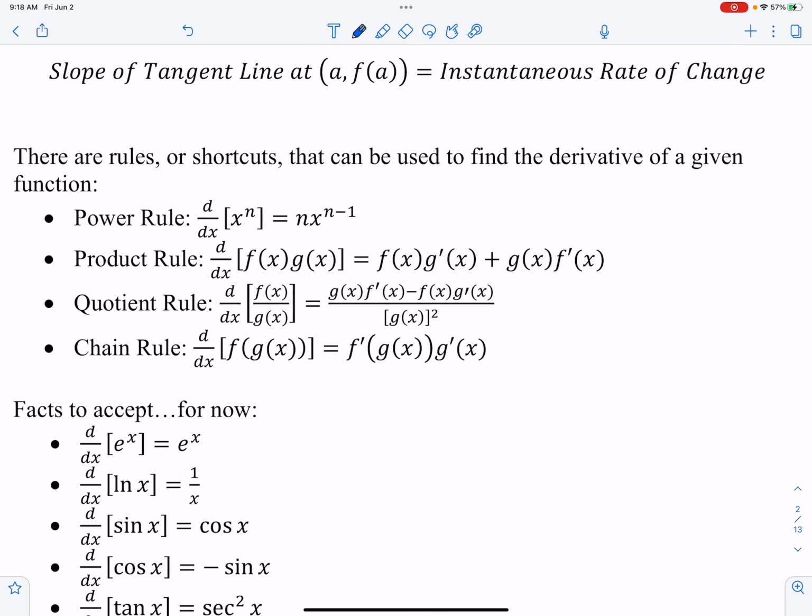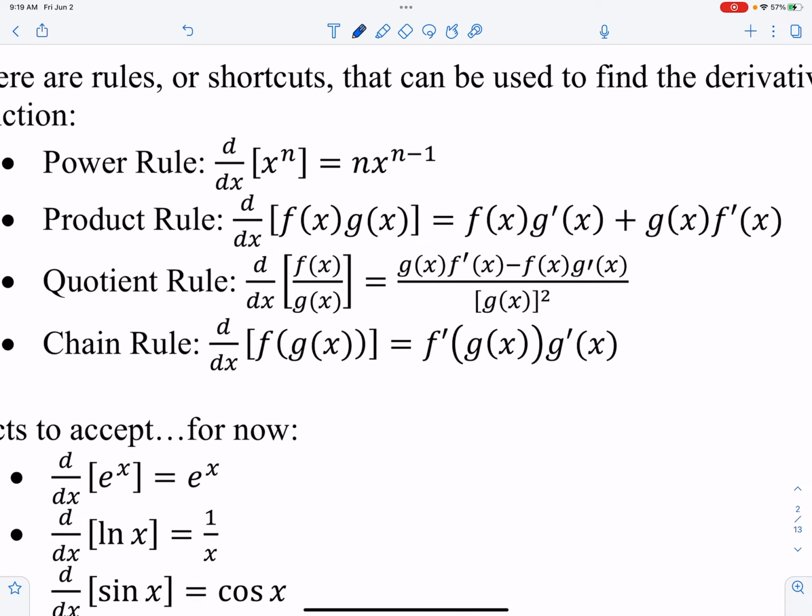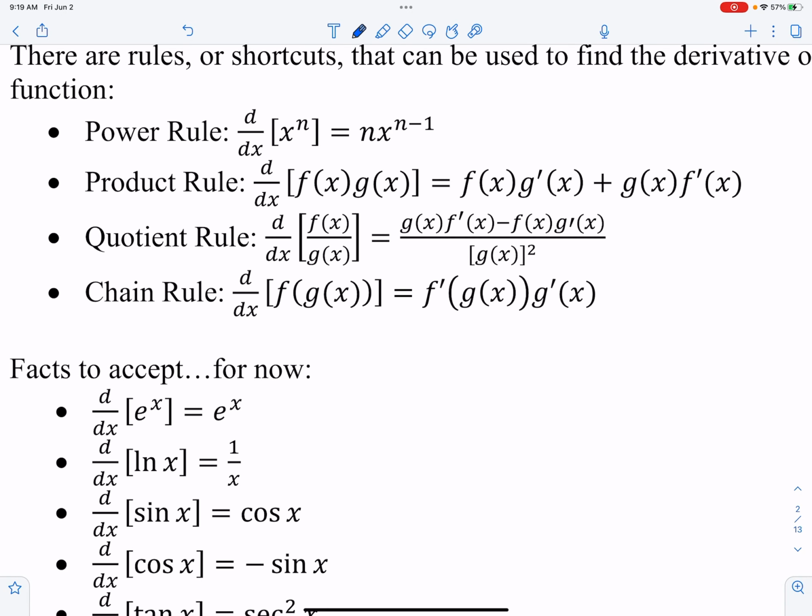Now we have shortcuts that we can use in order to find the derivative of a given function. And you need to know all of these rules, all of these shortcuts. So the first one, and we're going to go through examples of each of these rules. So there's power rule. Very handy. Power rule is kind of the simplest rule.